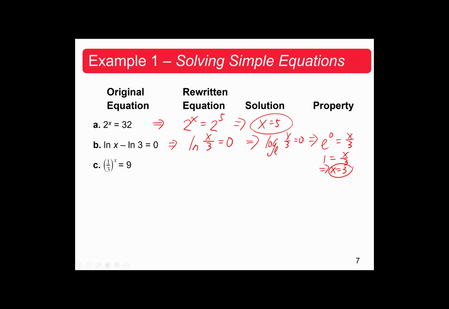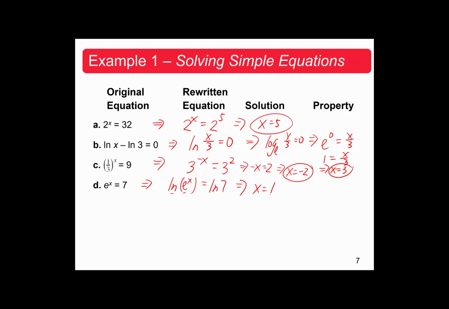Next one, (1/3) to the x equal to 9. One way to do it is use the reciprocal, so it becomes 3 raised to negative x power. And then 9 equals 3 to the second. That means negative x equal to 2. Then eventually we end up with x equal to negative 2. Next one, e to the x equals 7. So we take ln on both sides of the equation. Then you see they are inverse functions, so they cancel each other, x equal to ln of 7.